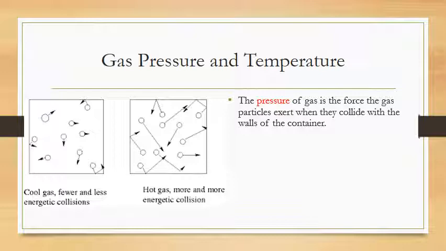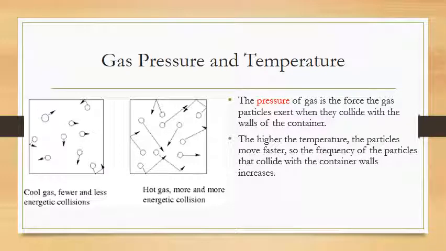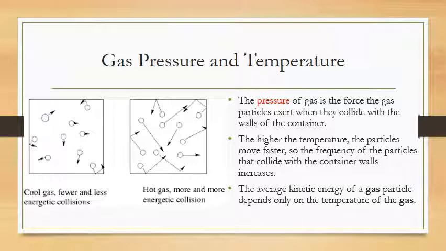And then if you heat the gas up, the particles are going to have more energy. Just like if I heat you up, you're probably going to jump off your chair, and there are going to be more energetic collisions. The higher the temperature, the higher the particles' energy is. They move a lot faster. So the chance of the particles colliding, that's what frequency means, the chance of colliding with the container walls increases, and when the particles hit the container wall, it increases the pressure. The average amount of energy of a gas particle depends only on the temperature of the gas. Kinetic means the energy of moving.